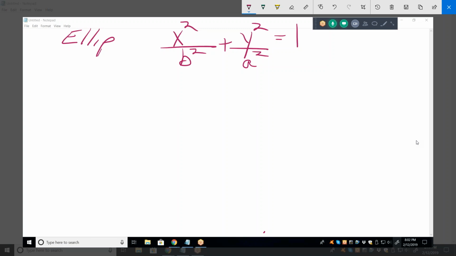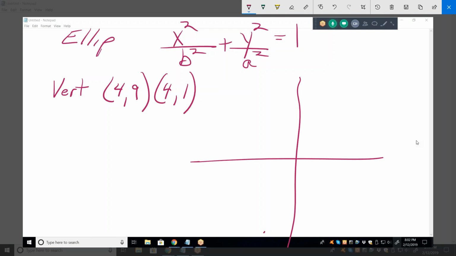It says the vertices are at 4, 9, and 4, 1. And the minor axis has a length of 6. Okay. What do the vertices tell us? This is an ellipse also? Yeah. Okay, here, let me put them on there. So I have a vertex right here at 4, 1. And I have a vertex right here at 4, 9. So that tells me I can draw my ellipse like this.